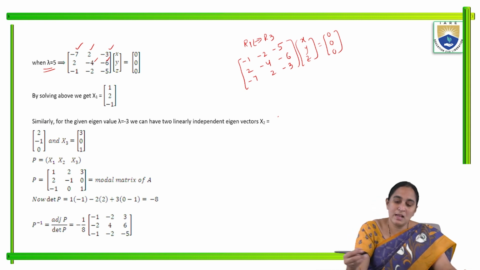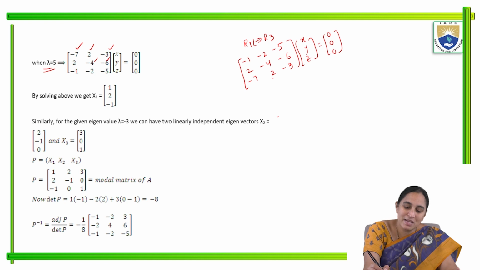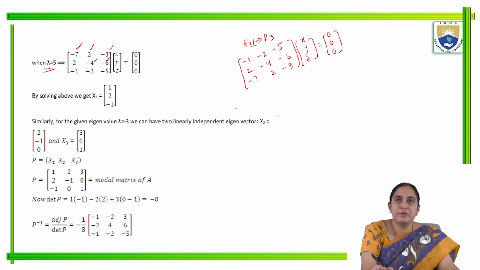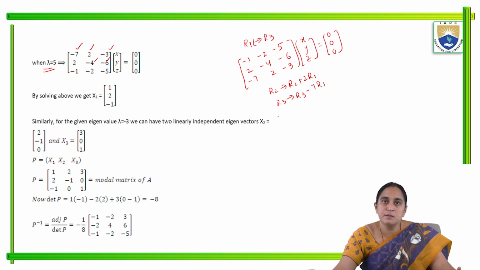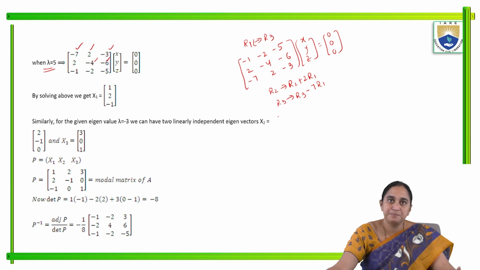From that, I'll make the 2 and the -7 and 2 into zeros with row operations. For that, what are the row operations? R2 tends to R2 plus 2 R1, and the next one, R3 tends to R3 minus 7 R1.